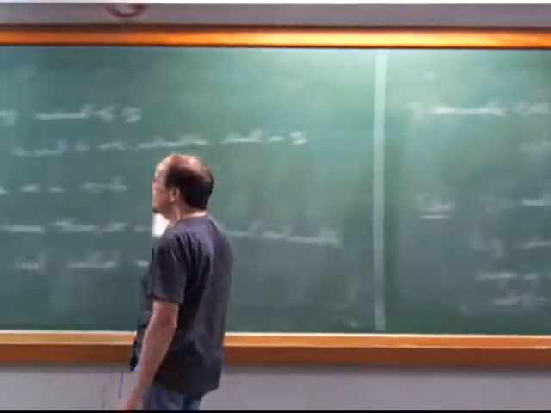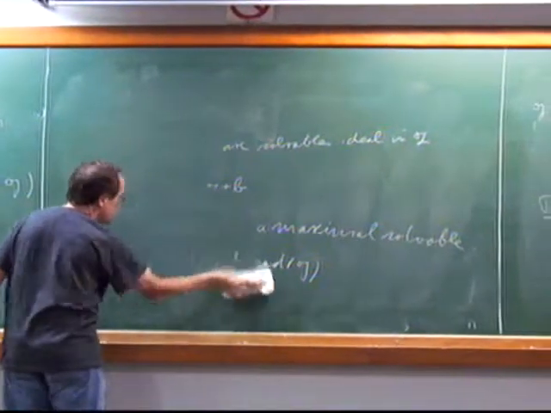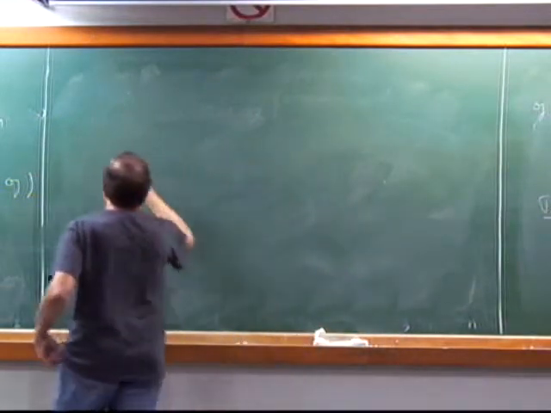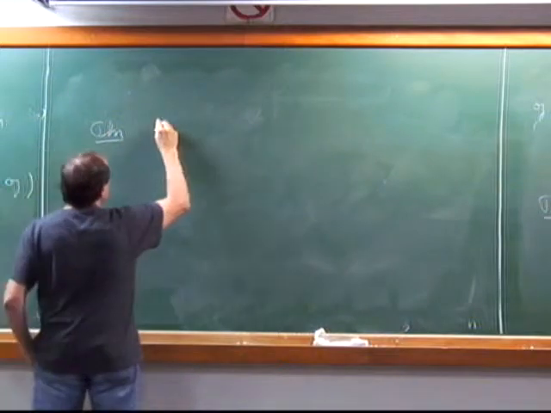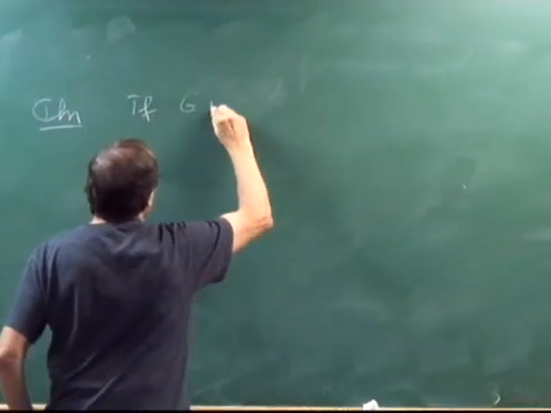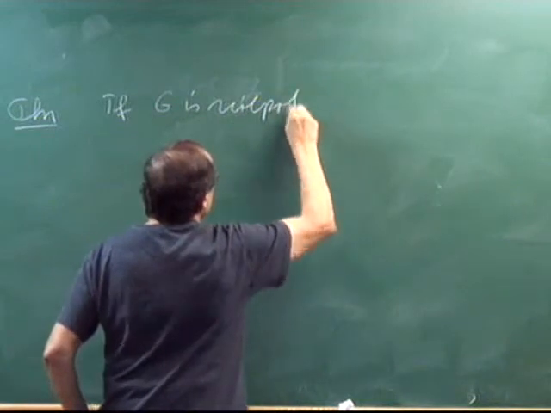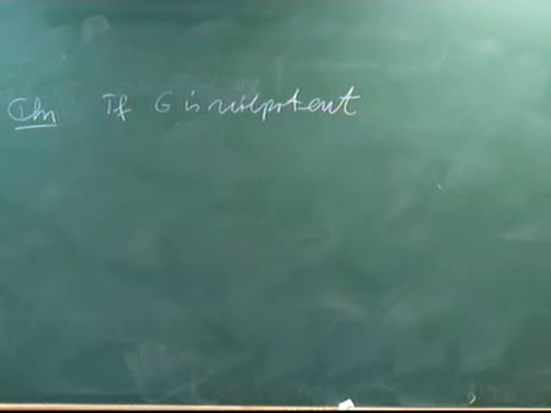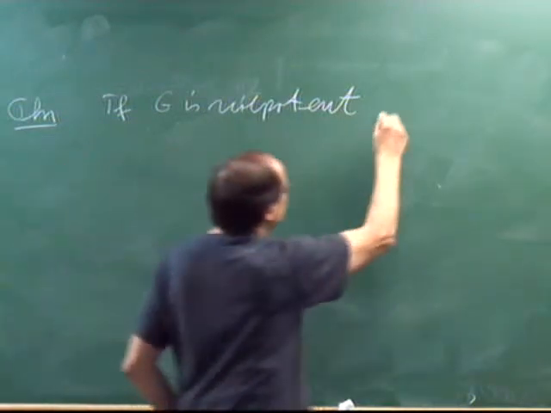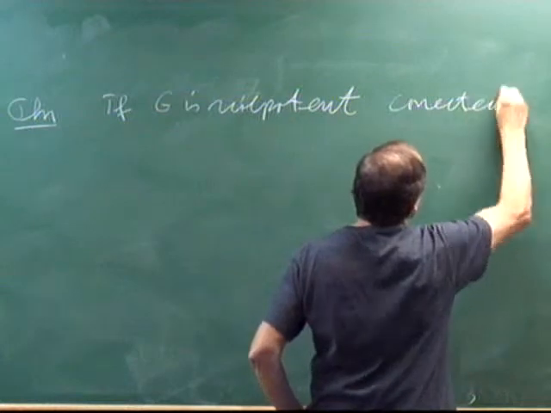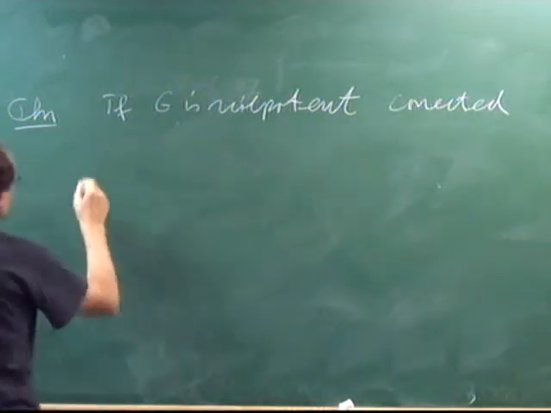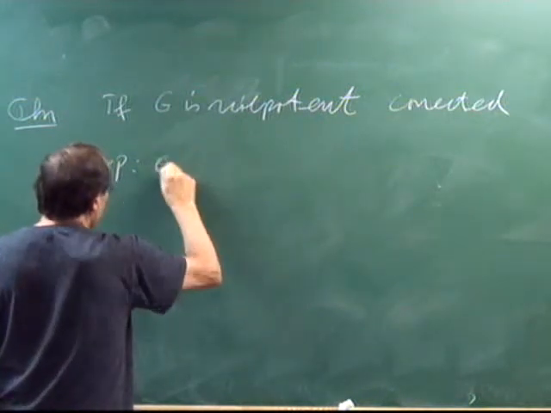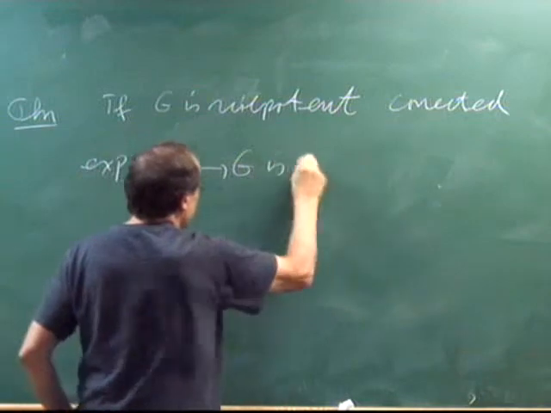Maybe one more result before I start more seriously with semi-simple Lie algebras is the following theorem. If G is nilpotent, so as a Lie group, remember, it just means the same thing as saying the Lie algebra is nilpotent, and connected. Then the exponential map from the Lie algebra into the Lie group is a covering.